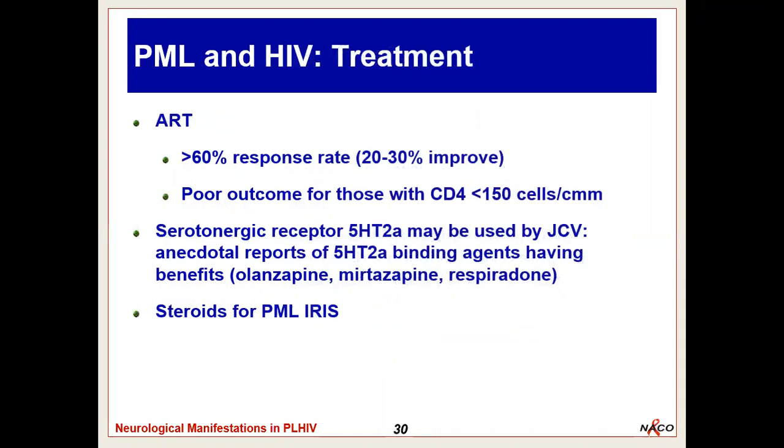Then for treatment, we actually do not have any specific treatment as of now, but ART per se is the treatment for PML, and a response rate of more than 60% has been seen, and with not that much improvement, but 20 to 30% improvement has been noted in various studies. Definitely the poor outcome is with people who have CD4 less than 150, or you can say advanced disease. Steroids typically have a role, and as we have already discussed in the previous sessions, steroids have a role for PML IRIS.